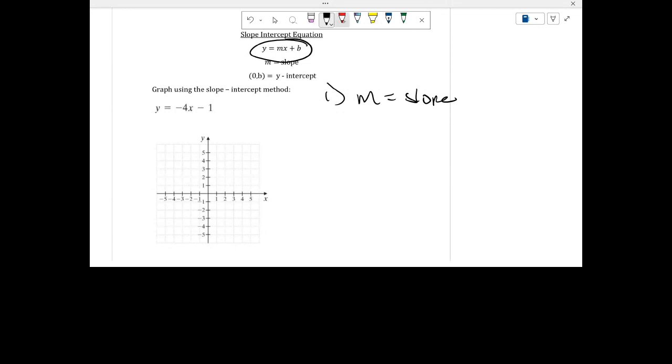M, y'all, happens to be the number that is right in front of the x. What is the number in front of the x in this problem? What, negative 4? Y'all, I'm going to think about it as a fraction. I'm going to think about it as negative 4 over 1. The reason being, the top number tells me how to move up or down, and the bottom number tells me how to move left or right. Okay.